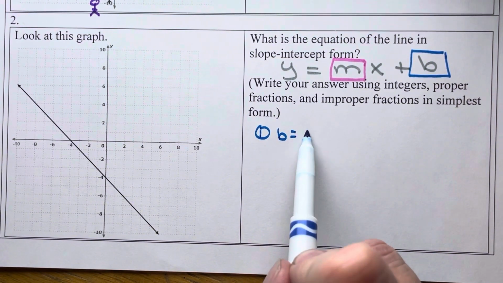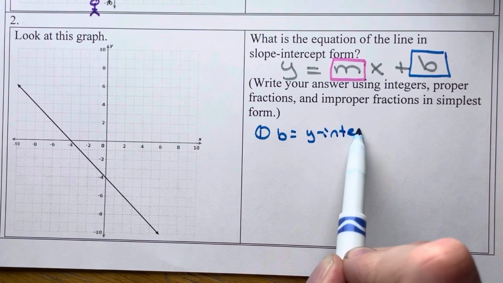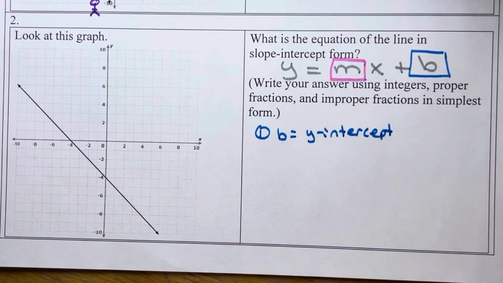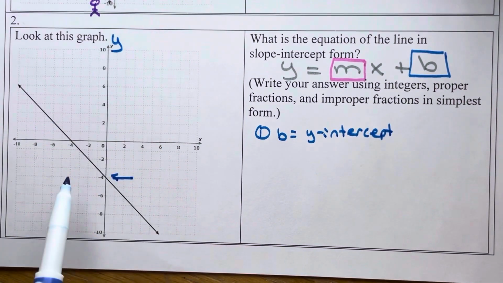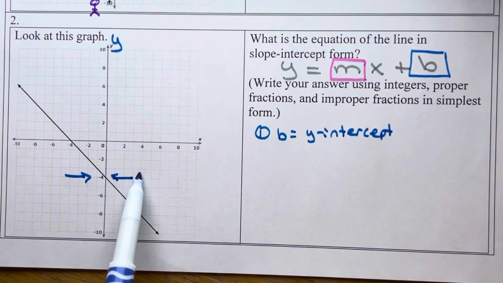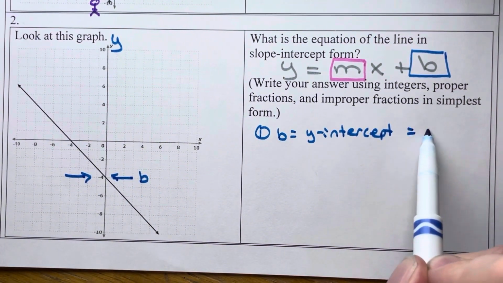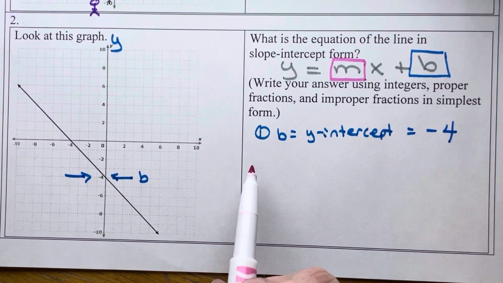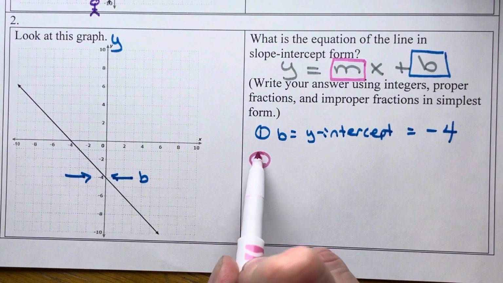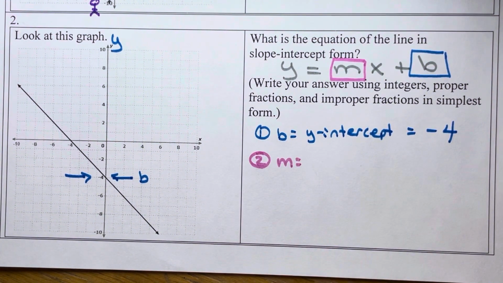So B, your y-intercept, is a great place to begin. As the case would be here, our y-intercept, where it crosses the y-axis, is right there. That's B. It's at -4. Let's go look at M. So now that we know where to begin, let's find out how we move.